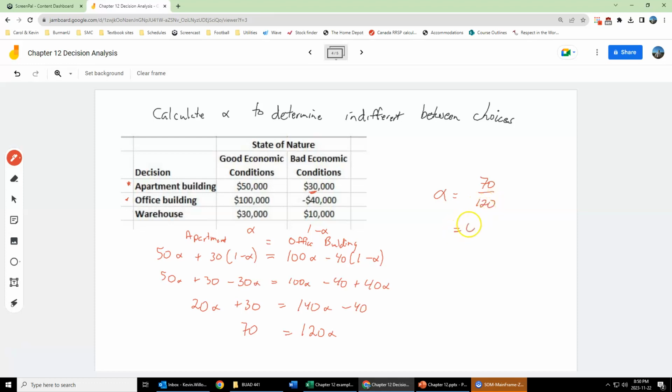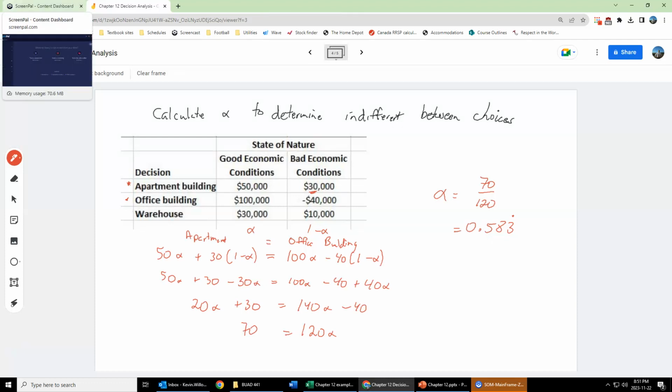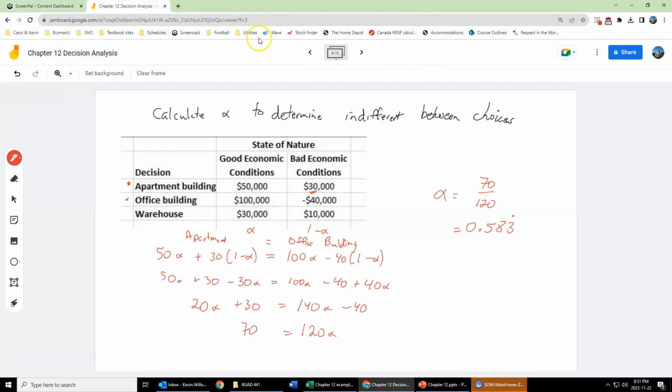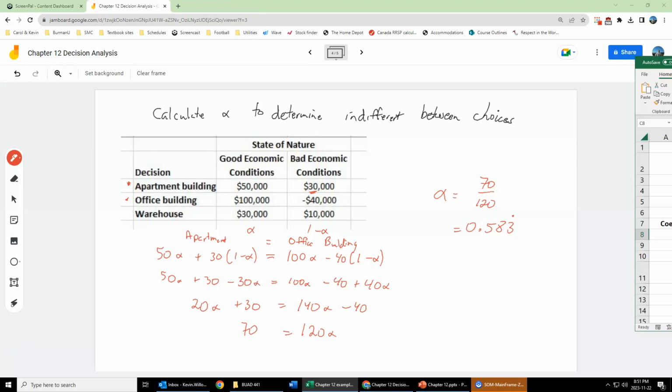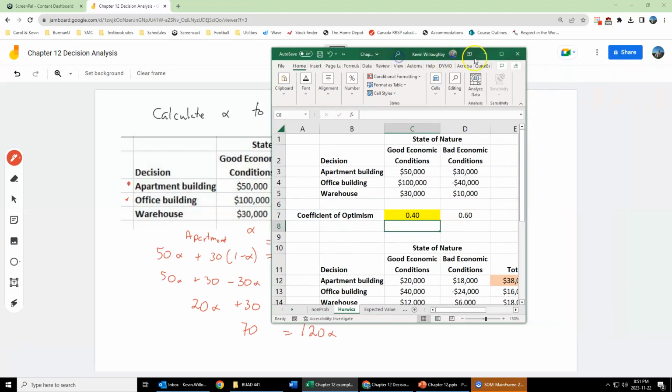That equals approximately 0.583. That tells us that if the level of optimism is 0.583 or less, we're going to choose the apartment building. If it's 0.583 or more, we're going to choose the office building. Let's use our Excel sheet to see if this actually works out.